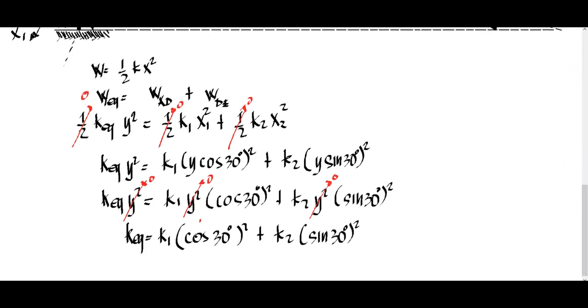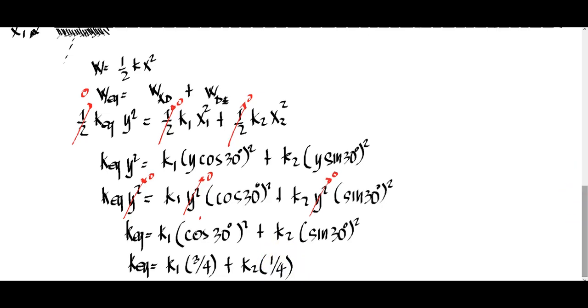Try pressing in your calculator the value of cosine of 30 degrees squared. That will be 3/4. Now for the sine of 30 degrees squared, we multiply K sub 2 by 1/4. Now we have the value for K equivalent. Let's box our answer here and highlight this one.